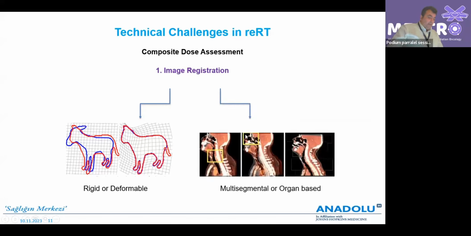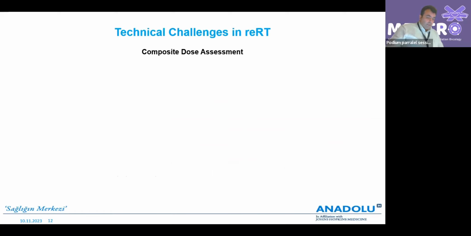And another thing is what kind of registration we will do. We will use a multi-segmental registration, or we will do an organ-based registration. So maybe we should think case by case about what kind of image registration we will do. This is one of the important technical problems. And another problem is the dose recalculation.